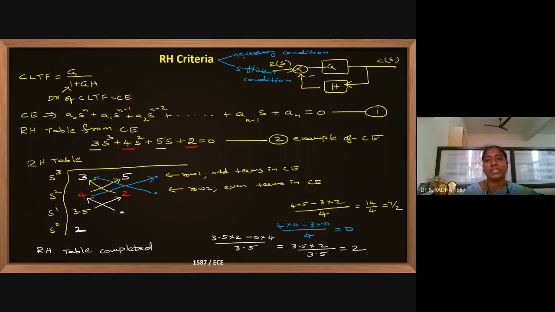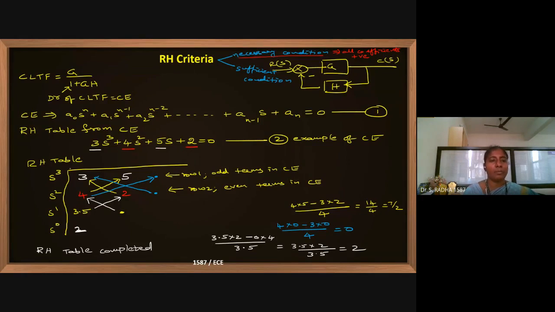The necessary condition is that all coefficients in the given characteristic equation should be positive. Equation 2 is our characteristic equation, and you can see all the coefficients 3, 4, 5, 2 are positive. That is the necessary condition, but it is not enough to decide whether the system is stable or unstable. That is the first condition we check from the characteristic equation; if all are positive, the necessary condition is halfway satisfied.